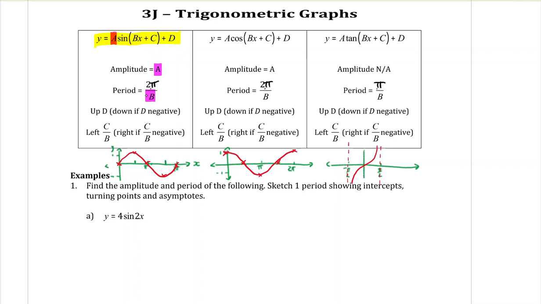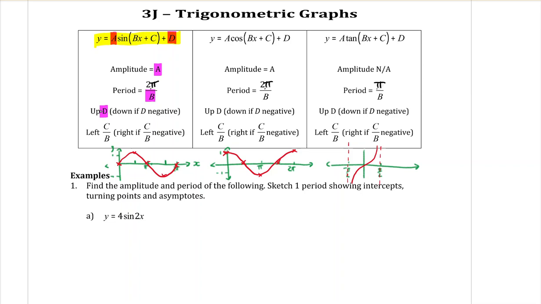Now for the D. The D on the end, like with any graph, is going to move the whole trig function up or down. Okay, so if I put a +1 on the end of it, it means that my whole graph is going to move up 1. You just physically translate each point up 1 spot.